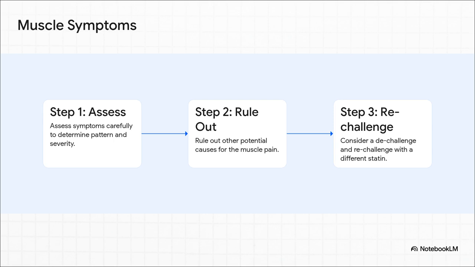First step, really assess those symptoms. You want to ask, is the pain symmetrical? Is it in those big muscle groups like the thighs? Step 2, be a detective. Rule out other stuff. Did they just start a new workout routine? And then step 3, if it still seems like it could be the statin, you can consider a de-challenge and then a re-challenge, maybe with a different statin, before you jump to labeling it a true intolerance.